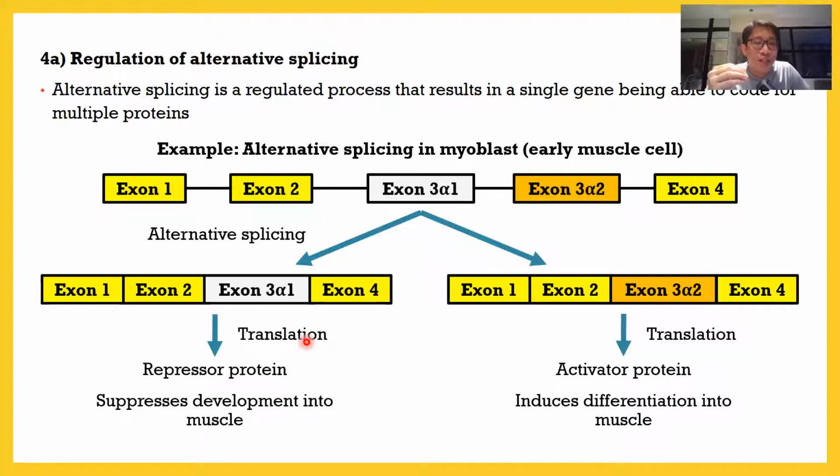I just want to use this example to show you how alternative splicing is a regulated process. So at the level of post-transcriptional modification, not only do we control how fast mature mRNA is produced and transported into the cytoplasm, we also control which type of mature mRNA is produced via controlling how splicing occurs in alternative splicing. That's the main gist for this level of control.